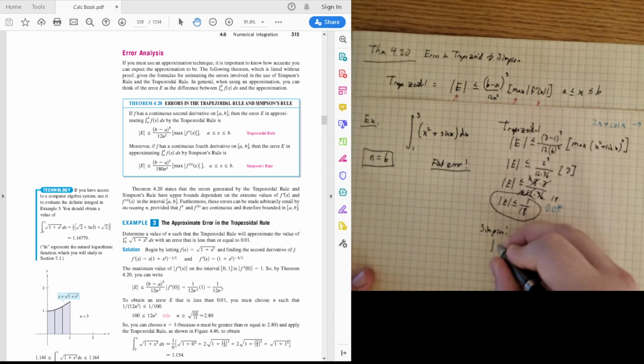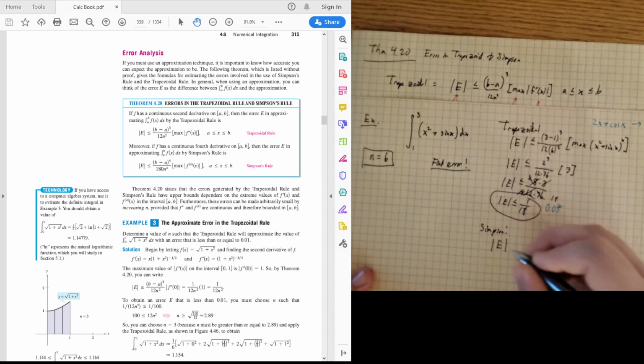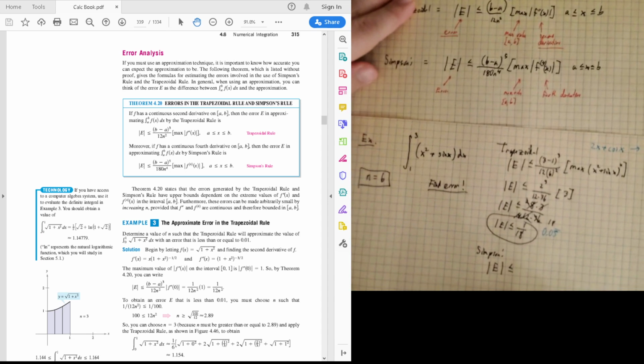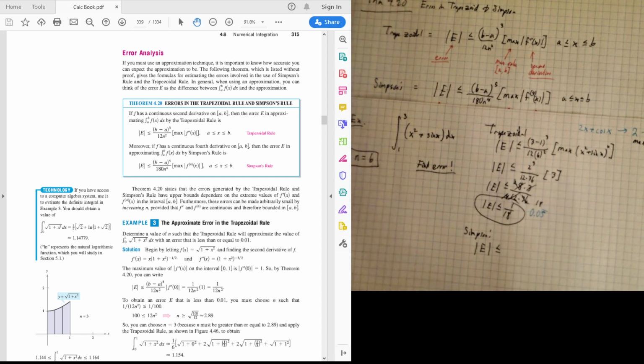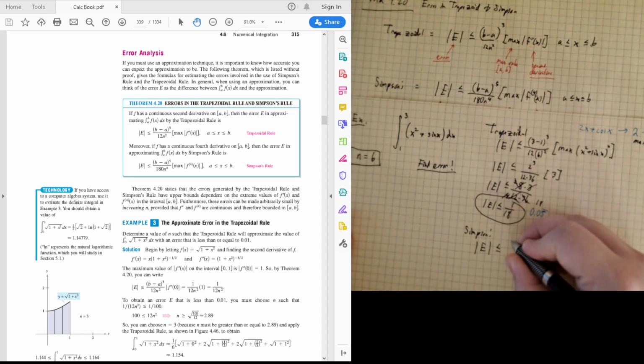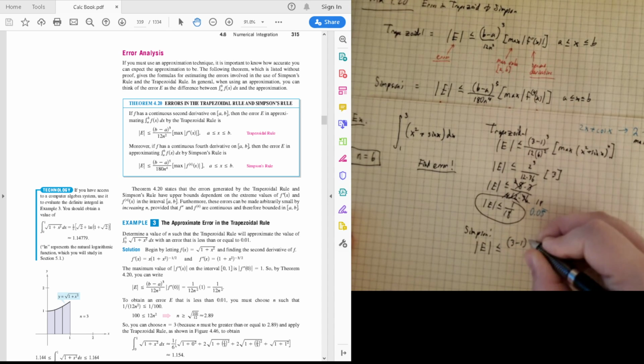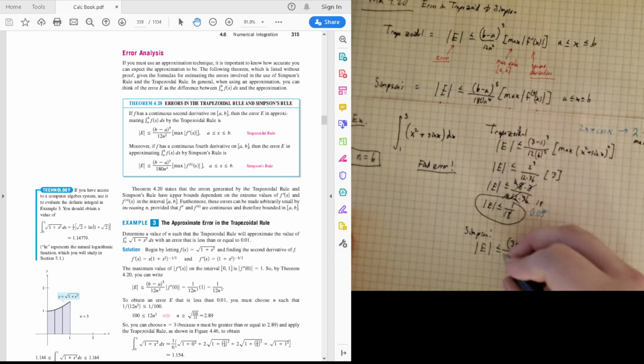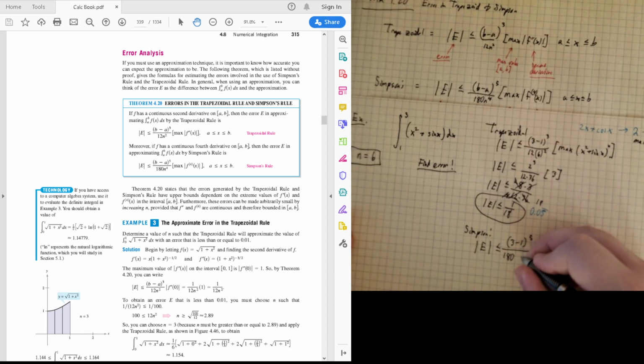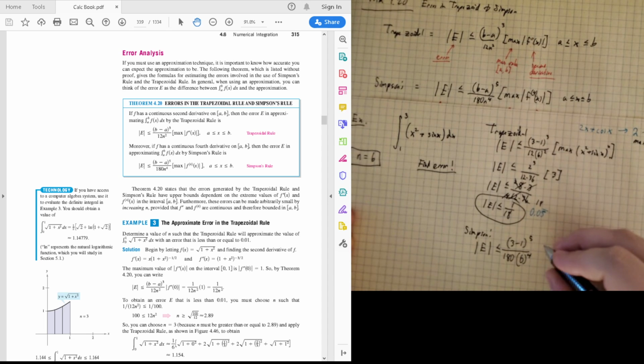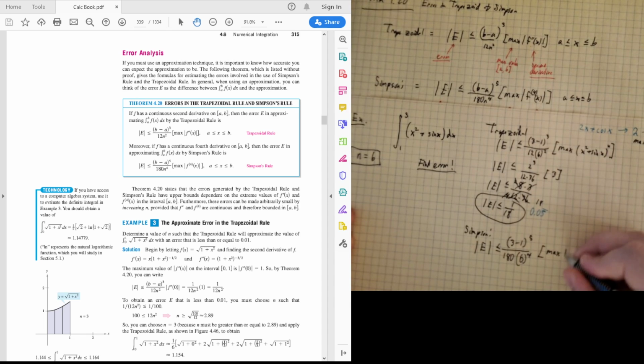So we use the absolute value of E is less than or equal to. All right, for Simpson's rule, different formula. So I go to the second formula. I would do b minus a, so that would be 3 minus 1 to the 5th power this time, divided by 180 times 6 to the 4th, times the max of the 4th derivative of the function.